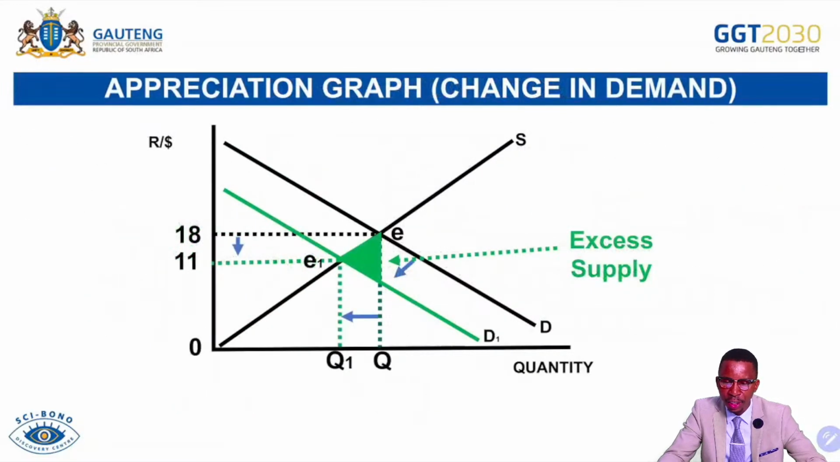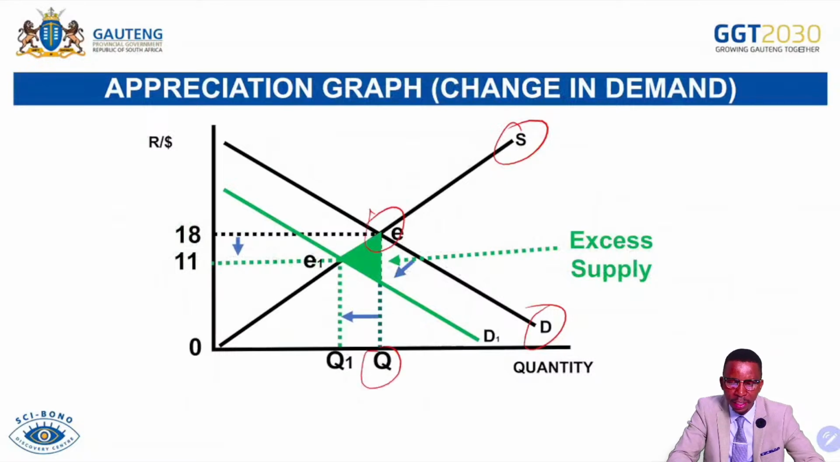And then the appreciation graph. Let's check the change in demand now. Remember, the supply was increasing more than the demand. Now we have the demand decreasing, which keeps the supply remaining high. How do we see that? The original point is supply, the original point is demand. E is the original equilibrium. Then we have our Q, meaning originally our rand to the dollar is 18 rand. To afford a single dollar, we have to pay 18 rand.